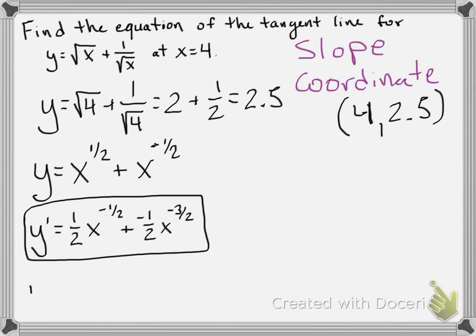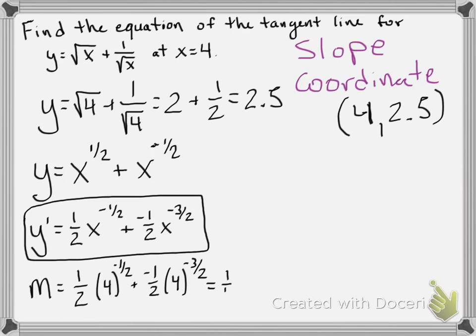So, to evaluate that, I'm going to find my slope at x equals 4 by plugging 4 in for x. So I'm going to have 1/2 times 4 to the negative 1/2 plus negative 1/2 times 4 to the negative 3/2. I expect you to be able to evaluate this without too many issues. 4 to the negative 1/2 means do the square root of 4 and then flip the fraction, 1 over the square root of 4. So the square root of 4 is 2, so that becomes 1 over 2, which is 1/2, and when I multiply with the 1/2 that's in front of it, I get 1/4.